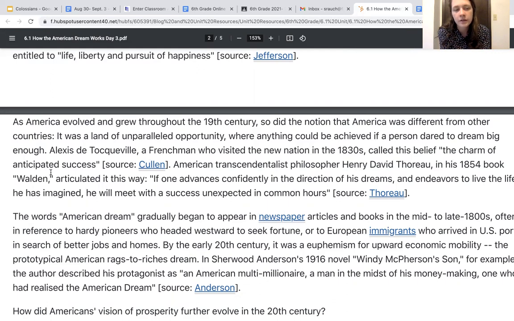When the article said that Alexis de Tocqueville calls this belief that we've been talking about the charm of anticipated success, I think that's important, because people anticipated success. It means that they're thinking that they're going to be successful in the future, and that motivates people to work hard. And so that's his idea of the American dream.